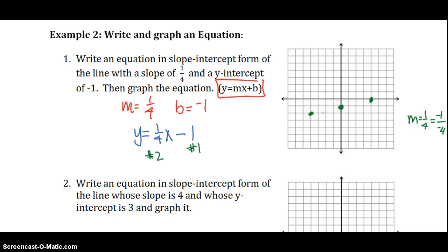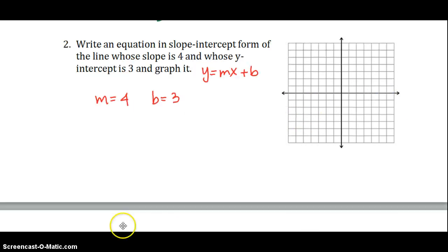All right. Pause the video and try the next one without me. See if you could do that on your own. Write an equation in slope-intercept form of the line whose slope is 4 and whose y-intercept is 3. So this is our form that we're looking to write it in. They told me slope was 4, y-intercept is 3. So here I go. Y equals 4x plus 3. Come over to your graph. Step number 1, find your y-intercept. 1, 2, 3.